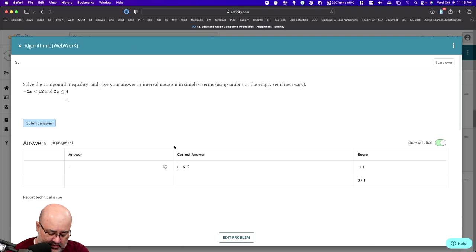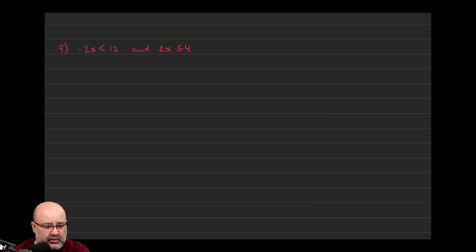Number 9. We have negative 2x is less than 12, and 2x is less than or equal to 4. So we divide by negative 2, which means we're going to change the direction of the inequality. Divide by 2, we're not going to change the direction of the inequality.